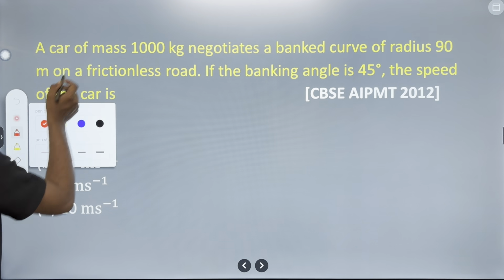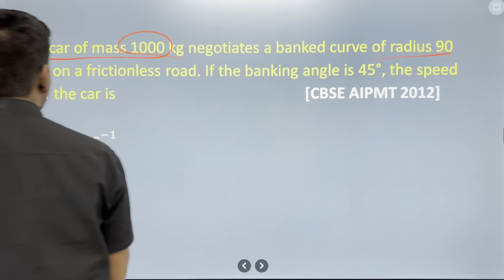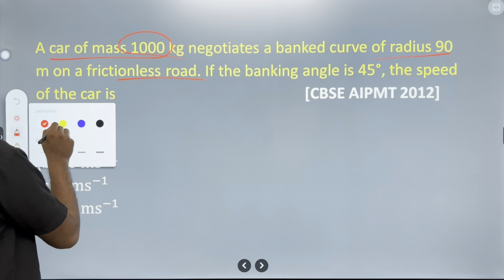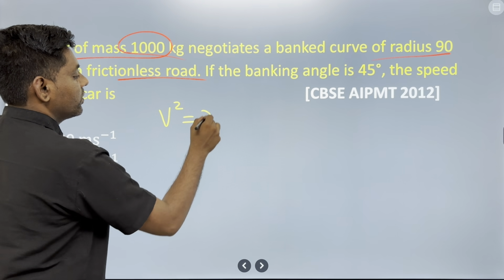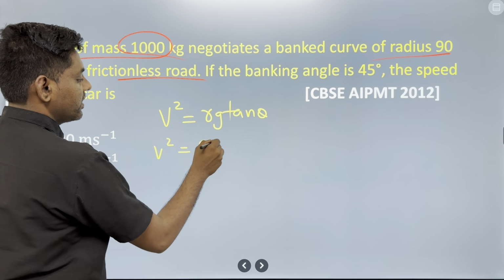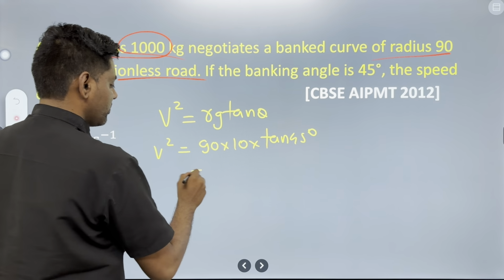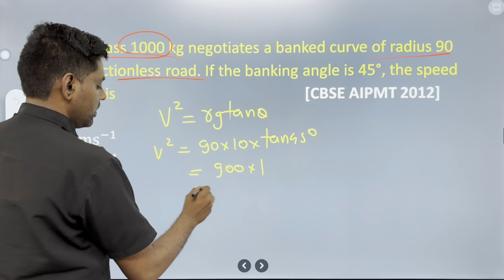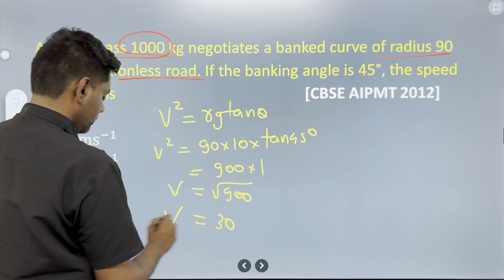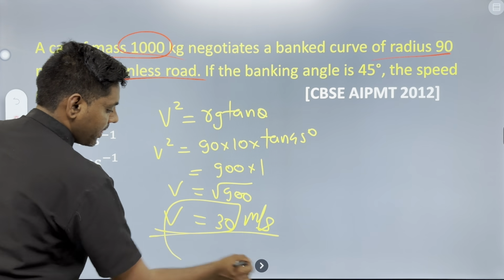Next example. A car of some mass is given, on a banked road, radius is given as 90 meter, on a frictionless road. If the angle of banking is 45, then what is the speed? The formula is very simple: v square equals r g tan theta. So v square equals r, which is 90, acceleration due to gravity 10, tan 45. What is the value of tan 45? 1. So taking the square root, what do we get? 30 meter per second is the correct answer. It was a very simple example. We go for the next.